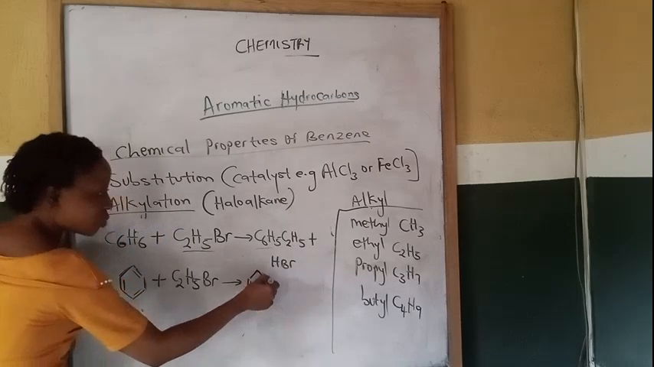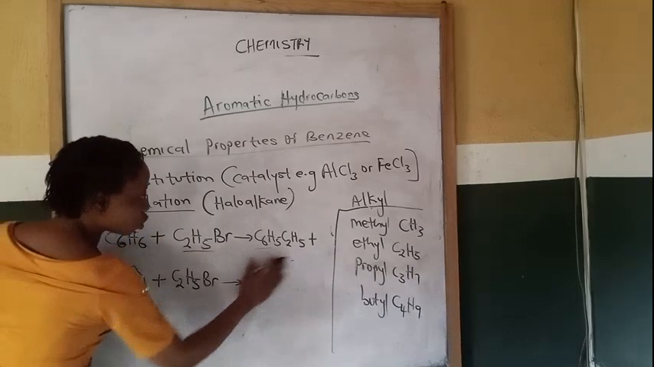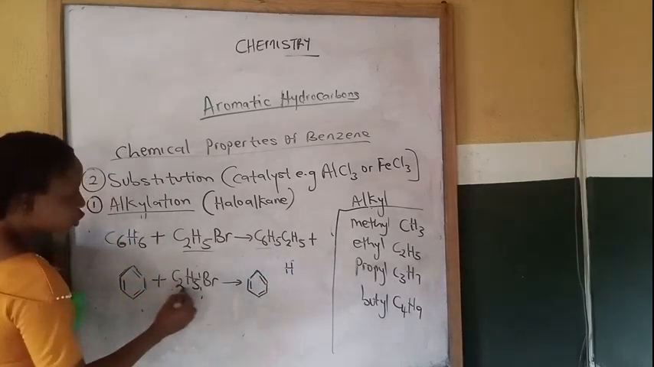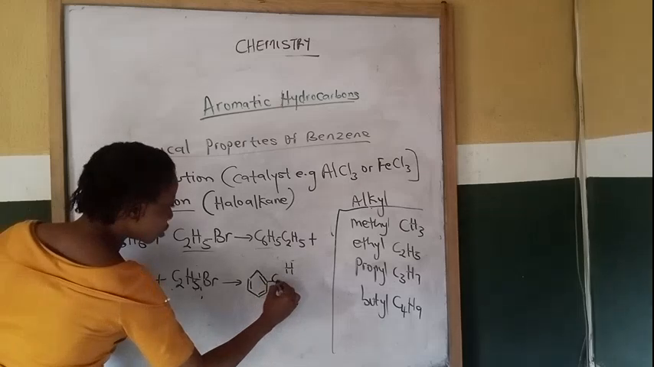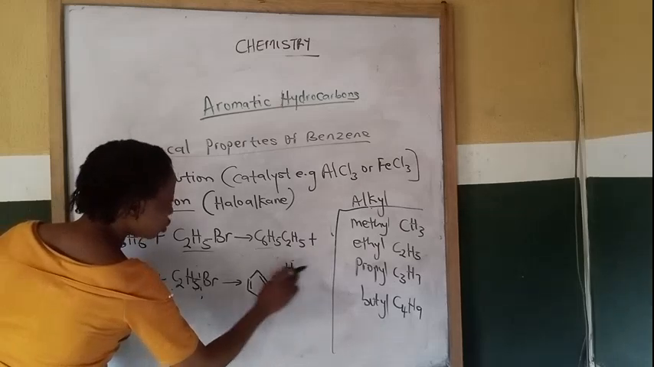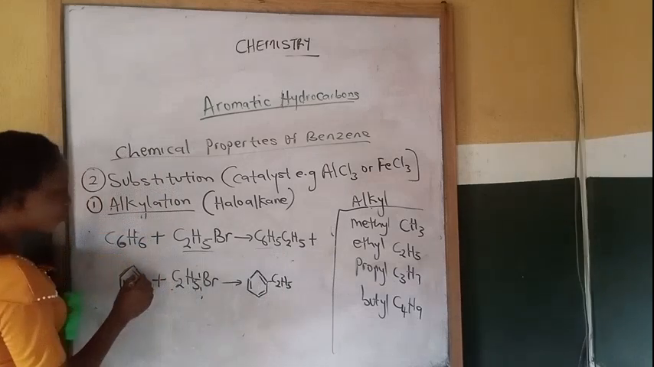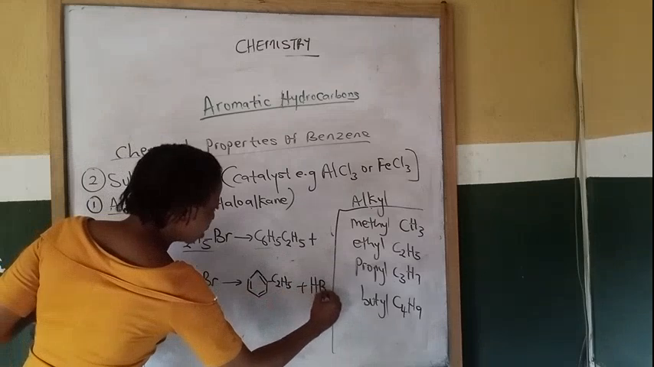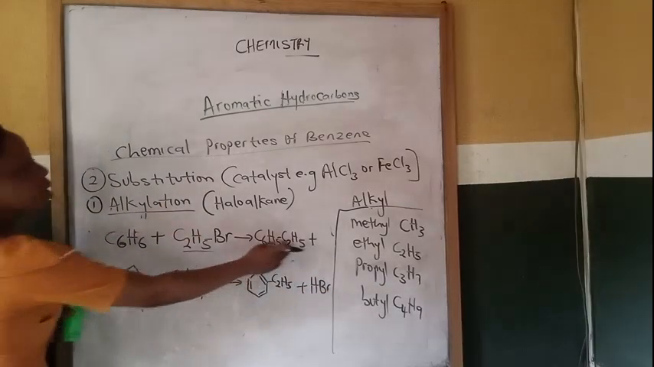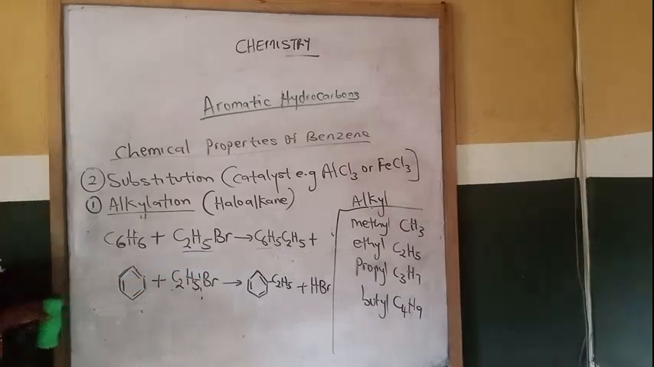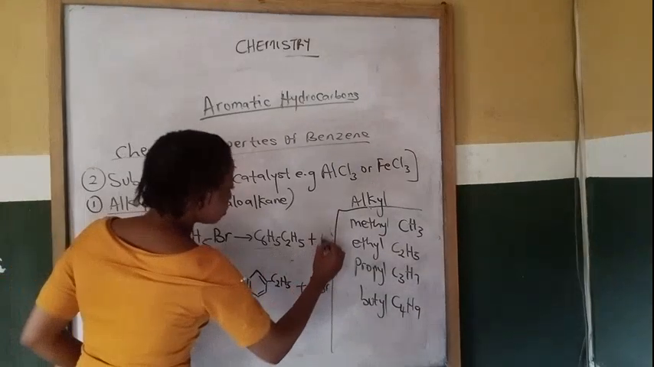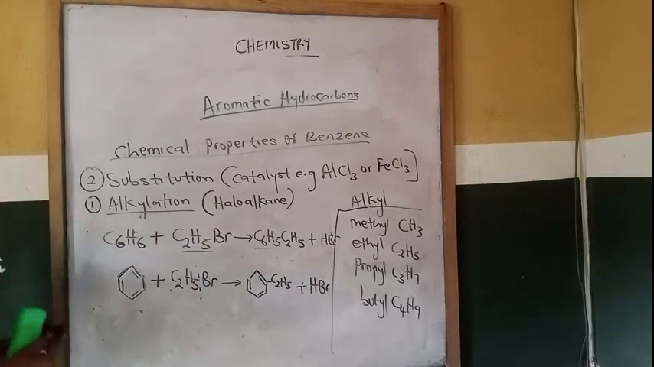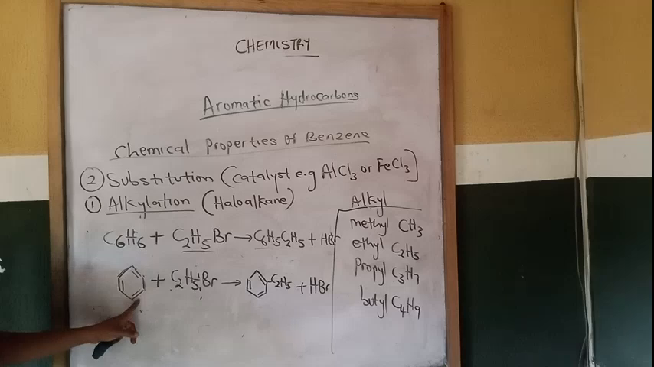So for anything to come in here, you remove one hydrogen atom. The hydrogen atom will go out, for what? C2H5 to come in. So you bring C2H5 here. Then the hydrogen that you remove from this place will combine with bromine to give you HBr. This is the structural formula, while this is the molecular formula, the chemical reaction in form of molecular formula. So your question can come in this way or in this way.